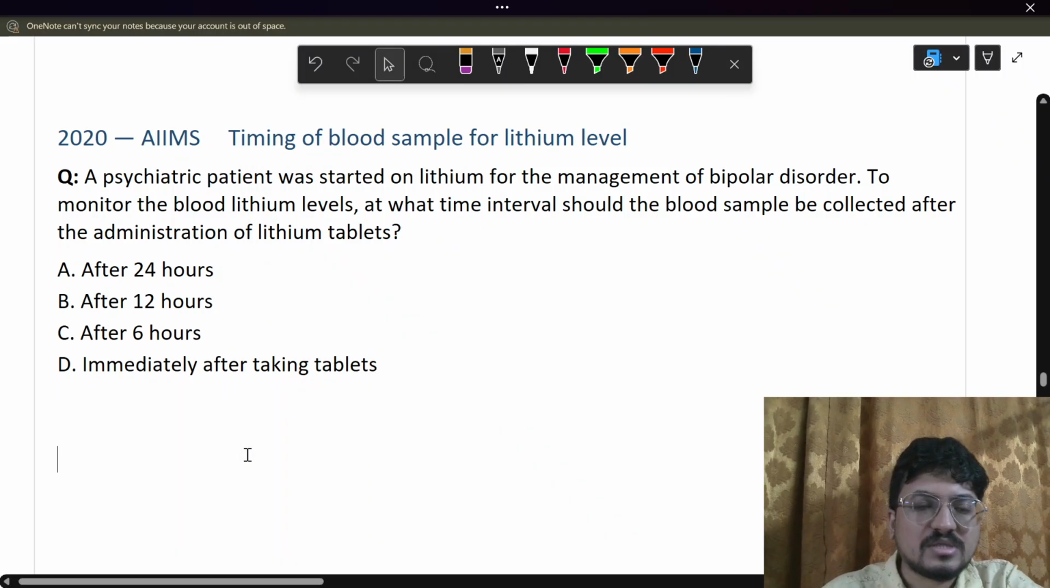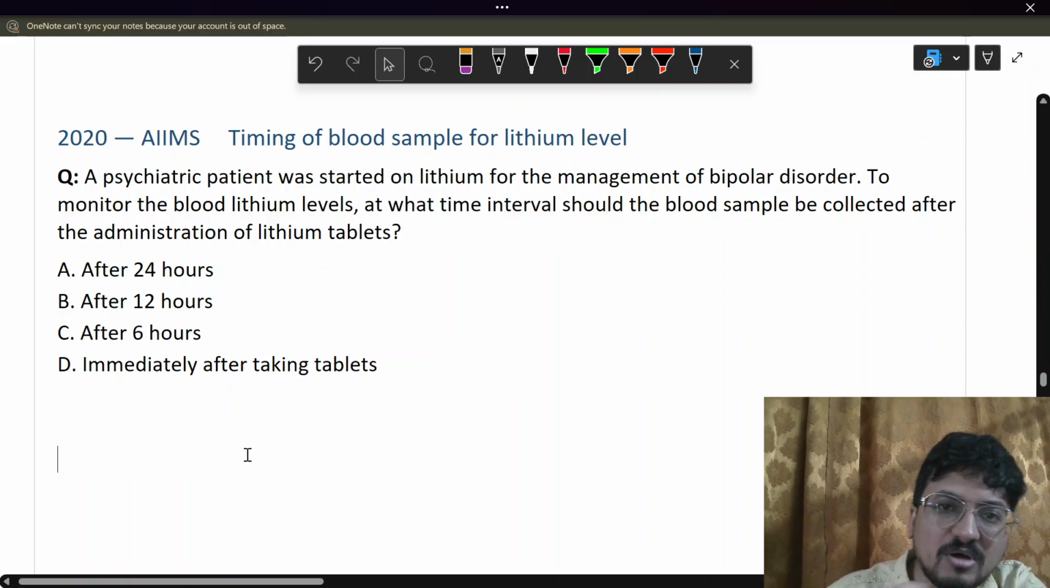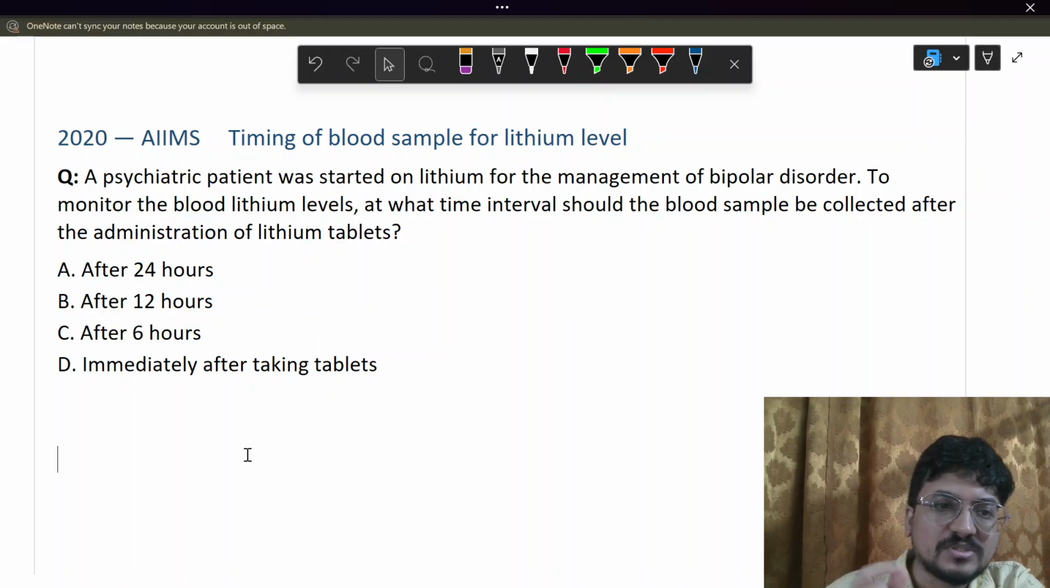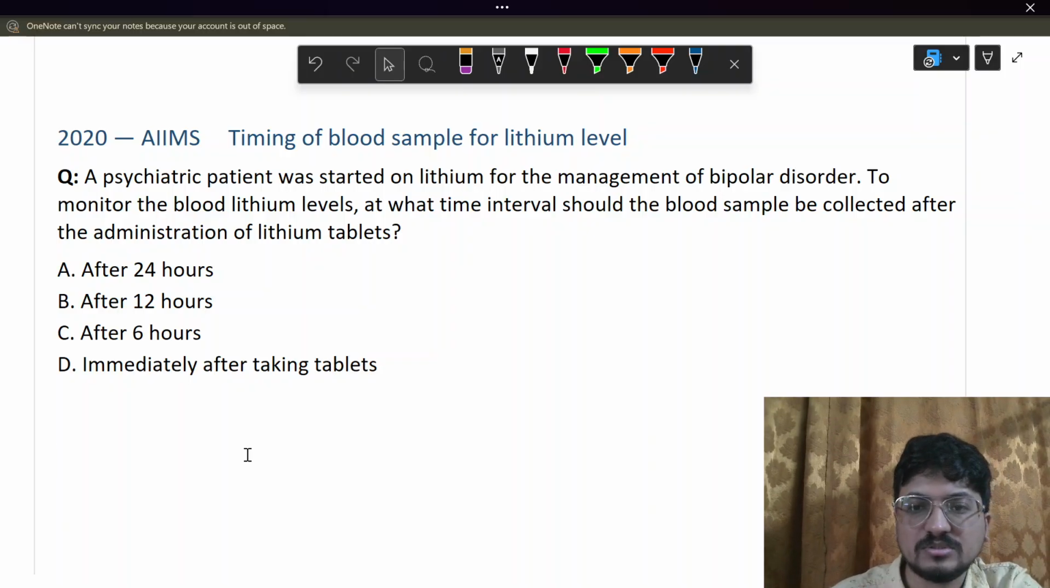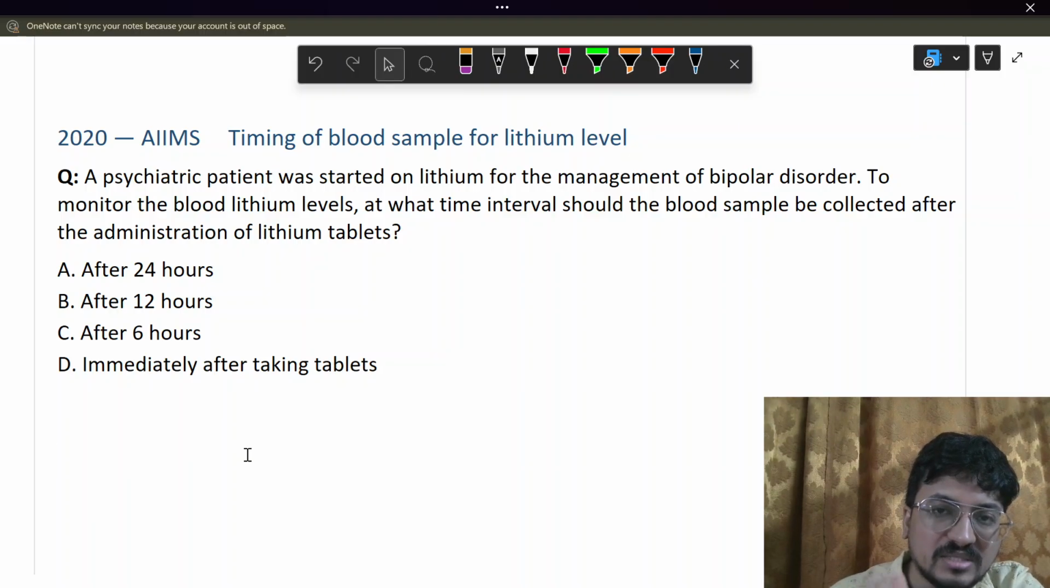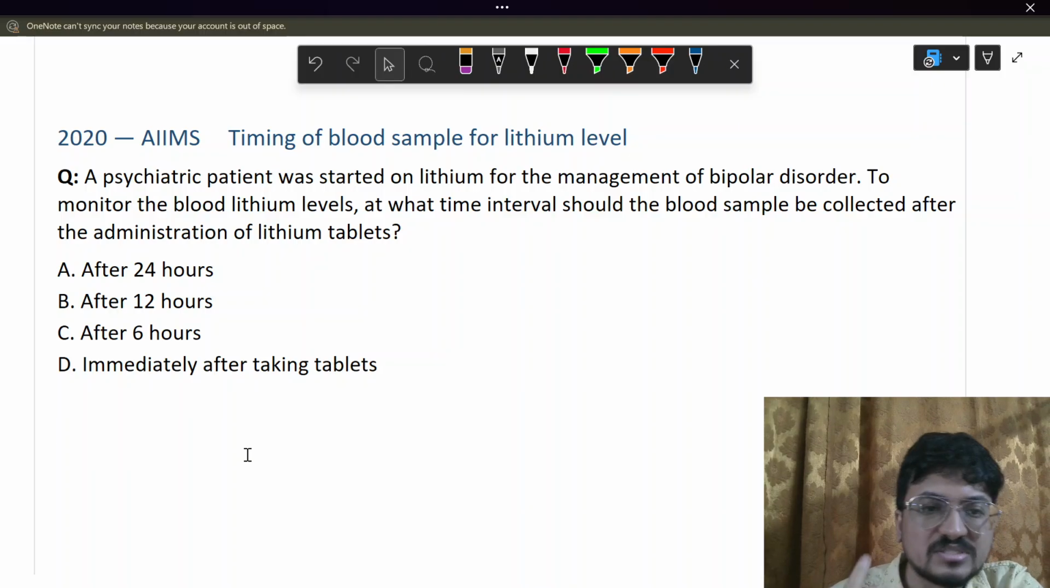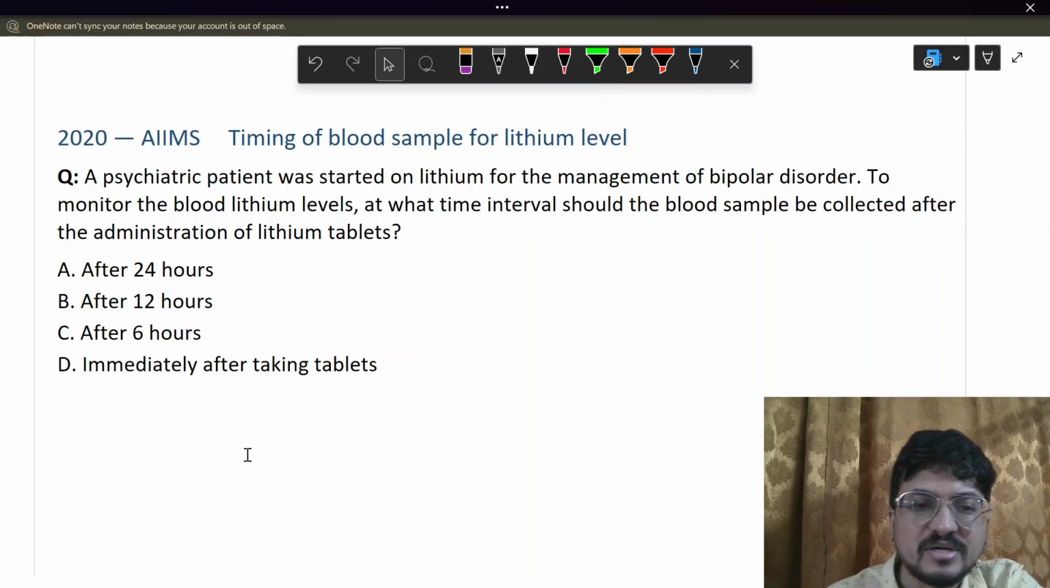Okay, so this is a question from AIIMS. This is a pretty interesting question on the timing of blood sample collection of lithium. A psychiatric patient was started on lithium for the management of bipolar disorder. To monitor the blood lithium levels, at what time interval should the blood sample be collected after administration of the lithium tablets? A, after 24 hours, B, after 12 hours, C, after 6 hours, and D, immediately after taking tablets.